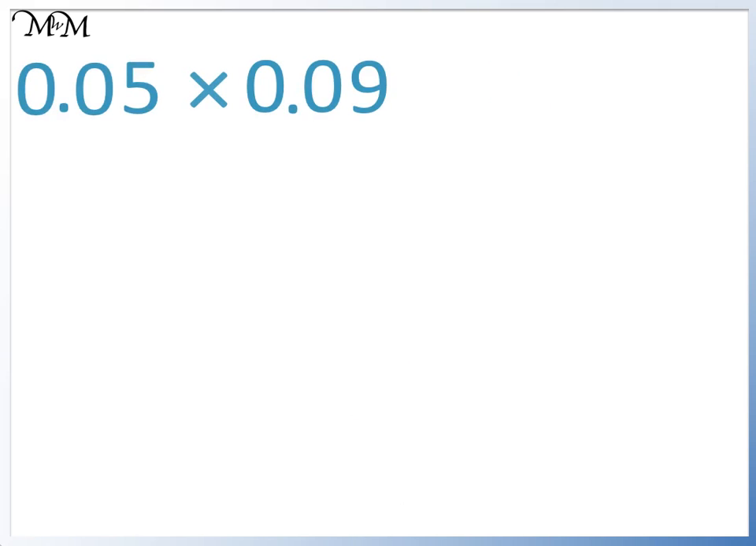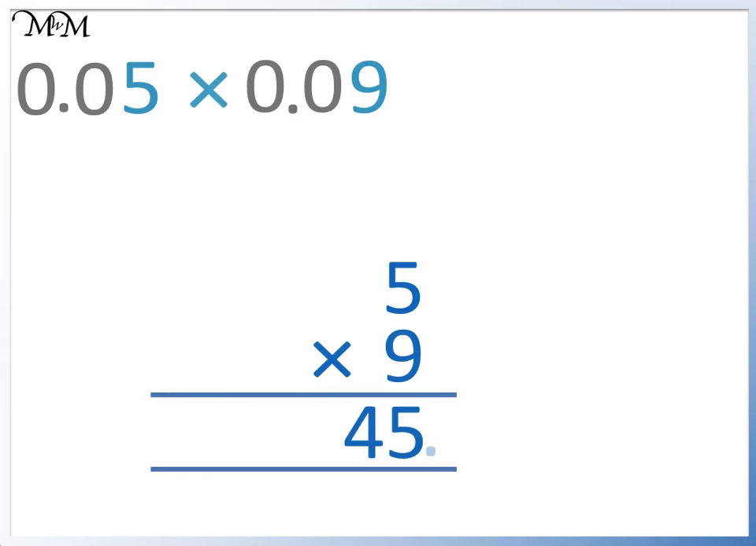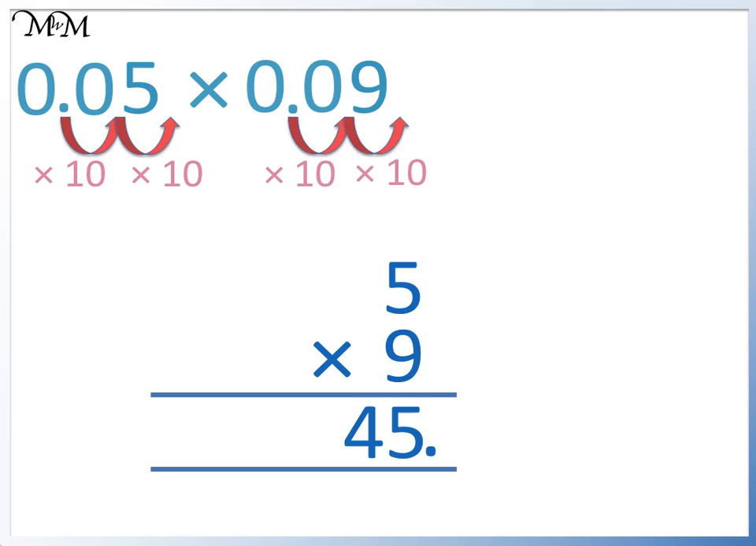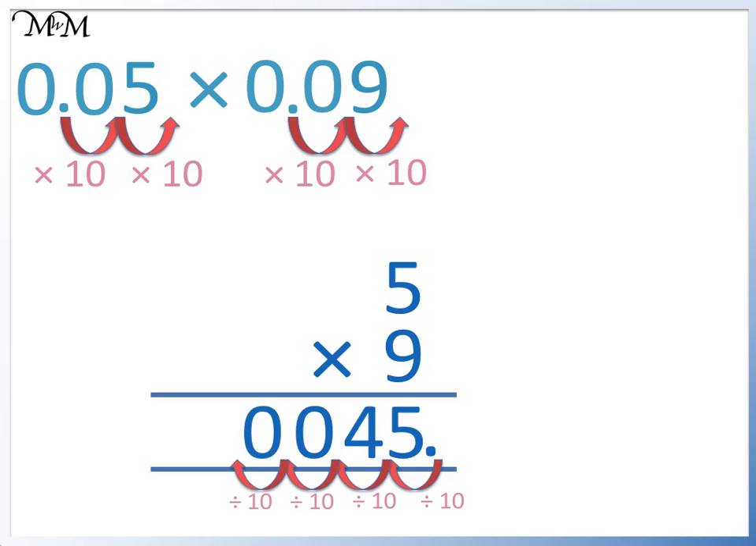Here is 0.05 times 0.09. We think of this as 5 times 9, which equals 45. This decimal point must move 2 places, and this decimal point must move 2 places. We must move our decimal point 4 places in total. Remember, write zeros in front if there aren't enough digits. We move 1, 2 places. We write a 0 in front to jump a 3rd time. We write another 0 to jump a 4th time.